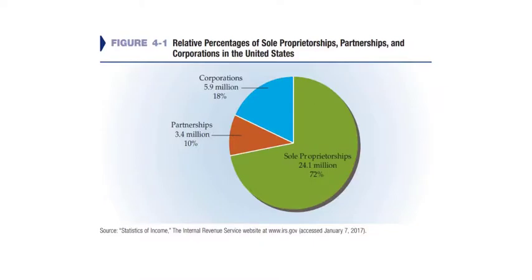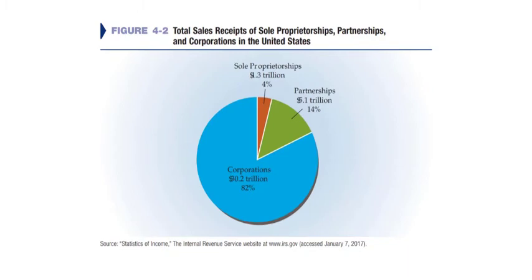Let's talk about corporations. The objective of this section is to summarize how a corporation is formed. A corporation, or C Corp, is an artificial person created by law, with most of the legal rights of a real person. There are approximately 5.9 million corporations in the United States. Corporations comprise about 18% of all businesses, but they account for 82% of all sales revenues, as shown in figures 4.1 and 4.2.